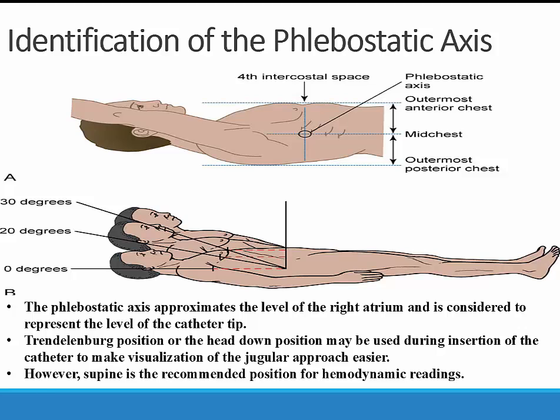Identification of the phlebostatic axis. It approximates the level of the right atrium and is considered to represent the level of the catheter tip. Trendelenburg position, or the head down position, may be used during insertion of the catheter to make visualization of the jugular approach easier. However, supine is the recommended position for hemodynamic monitoring.